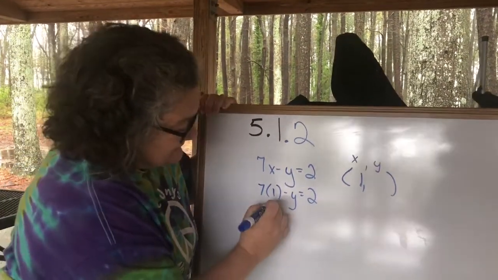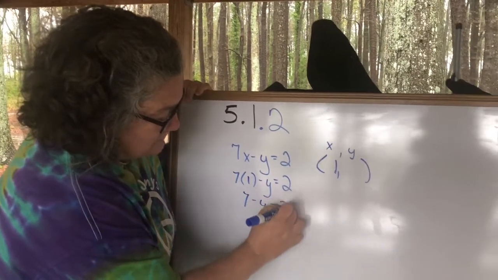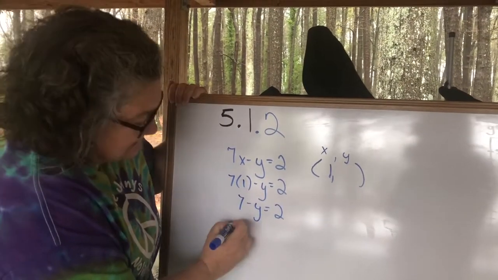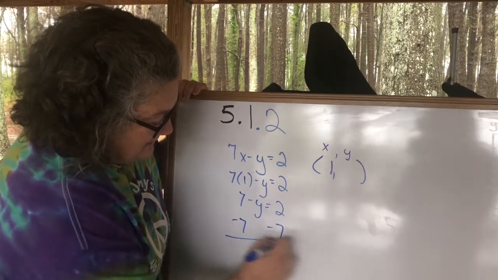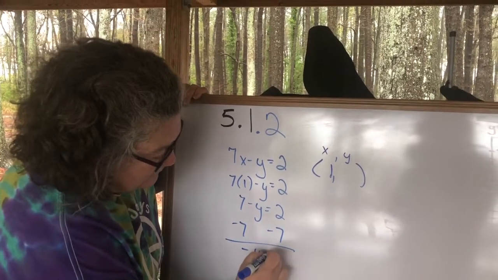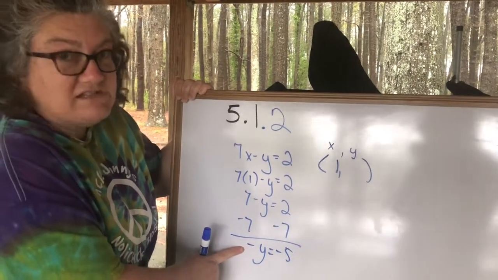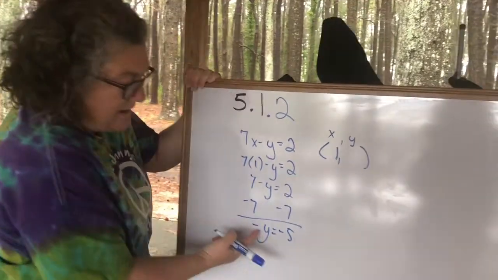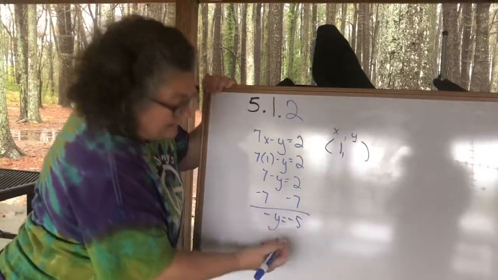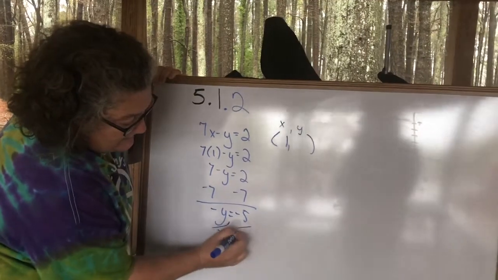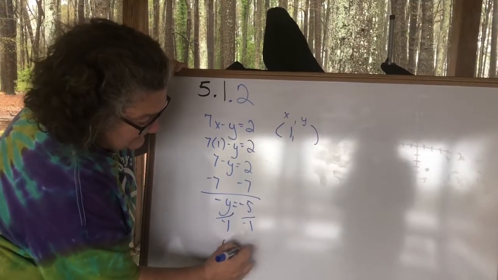And I go 7 times 1 is 7 minus y equals 2. And I'm solving for y, so I need to subtract 7. And we have negative y equals negative 5. Remember, we want a positive y, not a negative, so I need to divide by the number in front of that, negative 1. Divide by negative 1, divide by negative 1. So y is equal to 5.